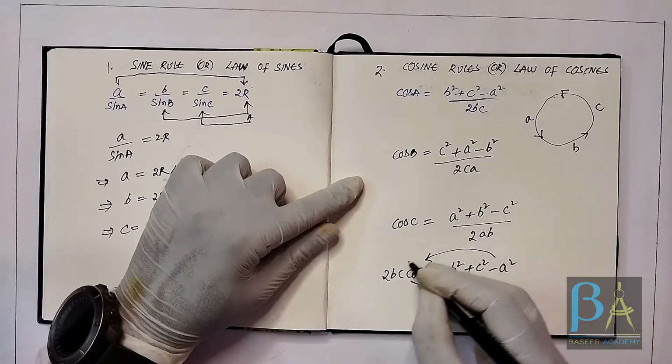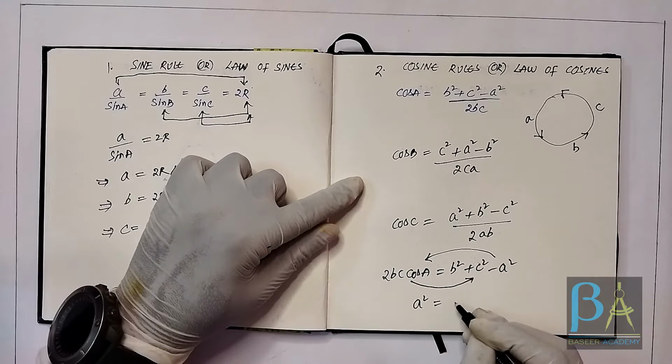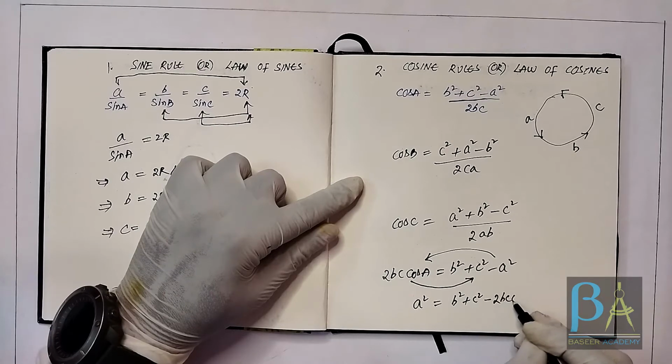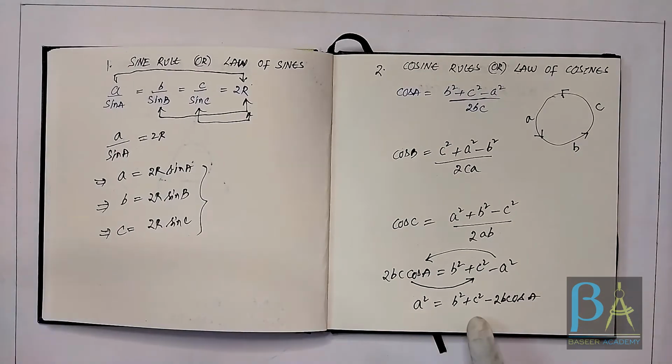So A square, I'm pushing it to the left hand side of the equation, and then 2bc cos A, I'm pushing it to the right hand side of the equation. So this is what I ended up getting. I ended up getting A square as B square plus C square minus 2bc cos A.